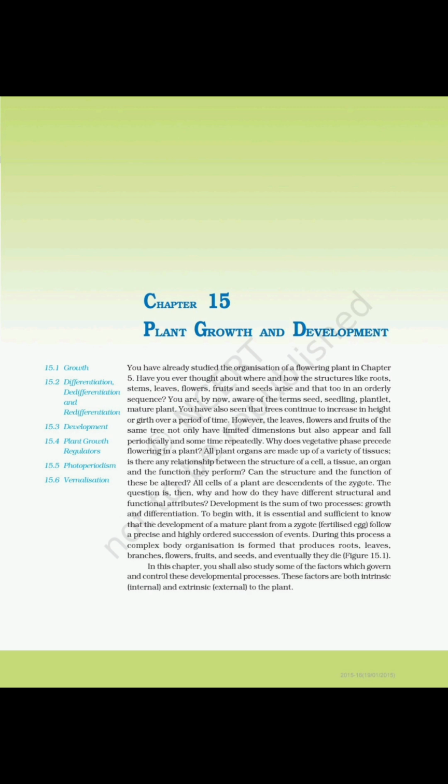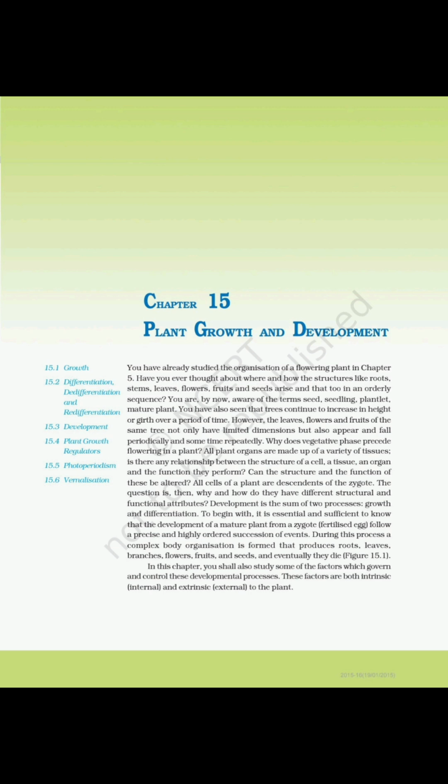You are, by now, aware of the terms seed, seedling, plantlet, mature plant. You have also seen that trees continue to increase in height or girth over a period of time. However, the leaves, flowers and fruits of the same tree not only have limited dimensions but also appear and fall periodically and sometimes repeatedly. Why does the vegetative phase precede flowering in a plant?